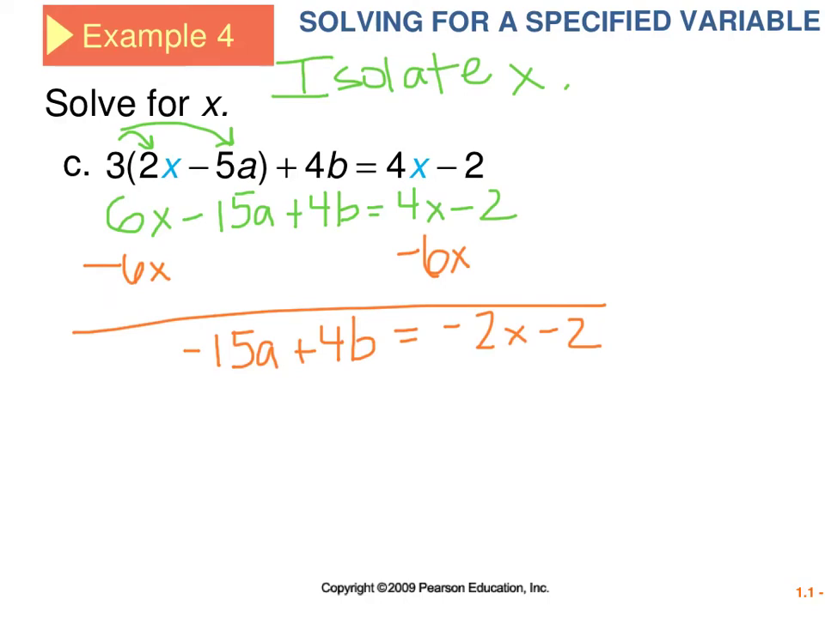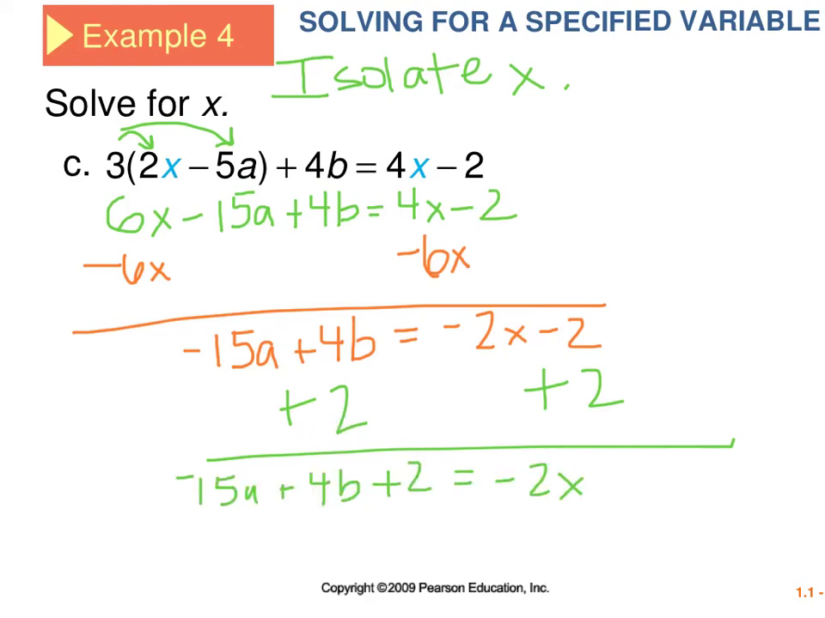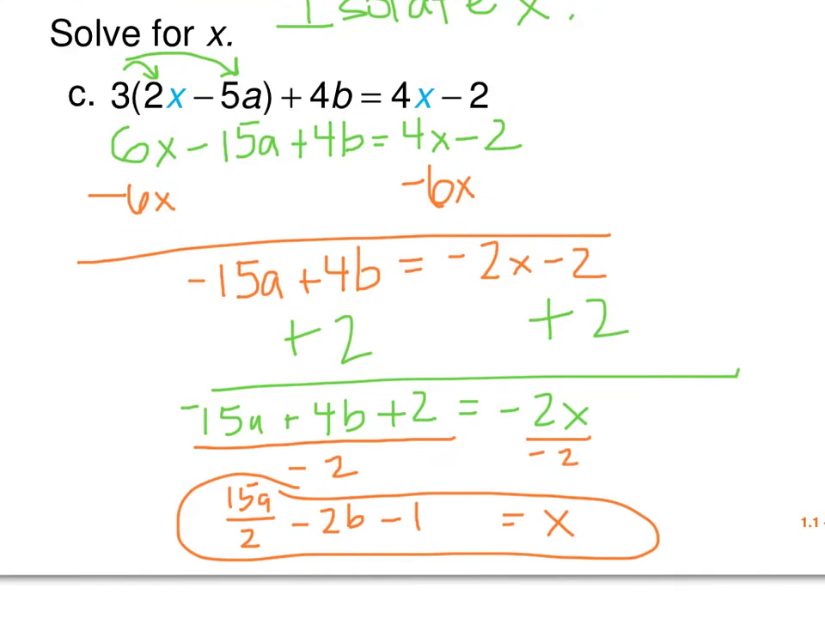Now I just need to get rid of this 2, and I add it to both sides. Since neither 15a nor 4b, negative 15a, are like terms with 2, the result of the left side is this. Now all that remains is to divide everything by negative 2. I've divided each term in the numerator by the negative 2, and the result is the following trinomial, which is equal to x.